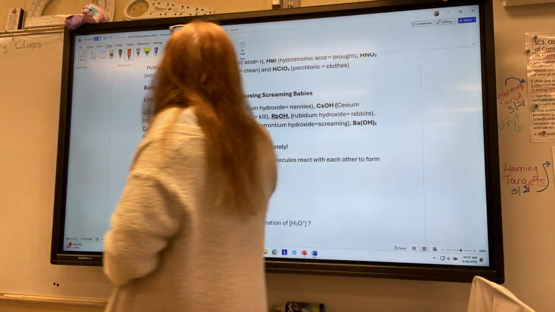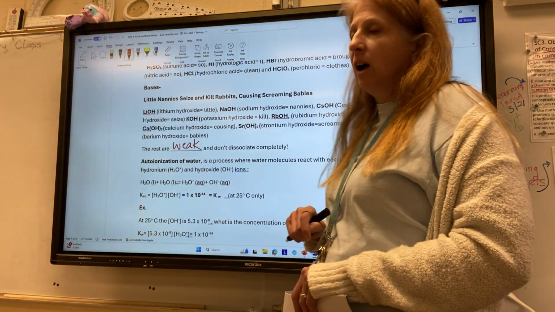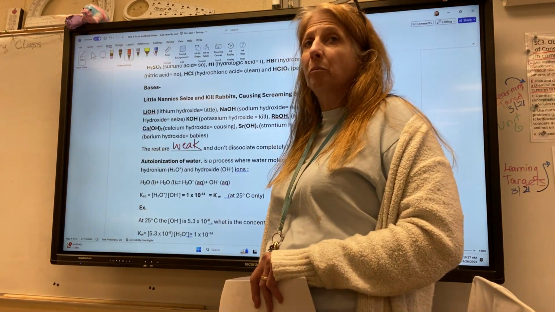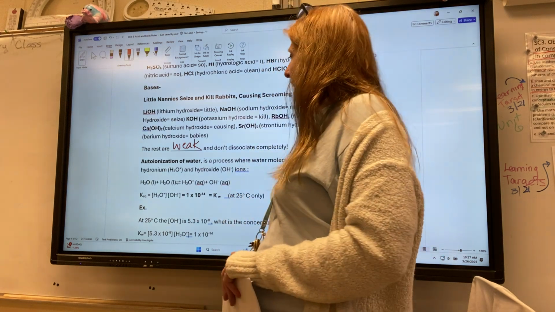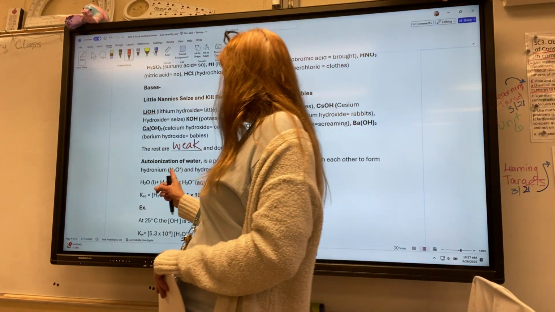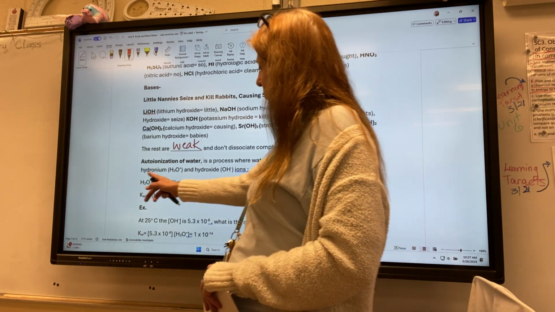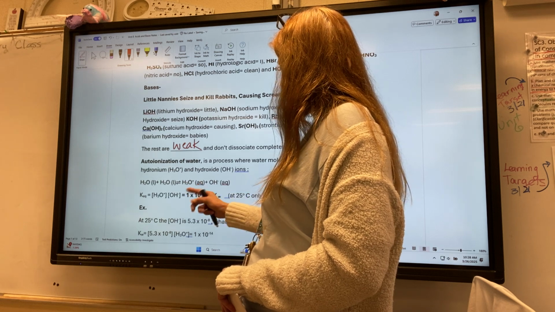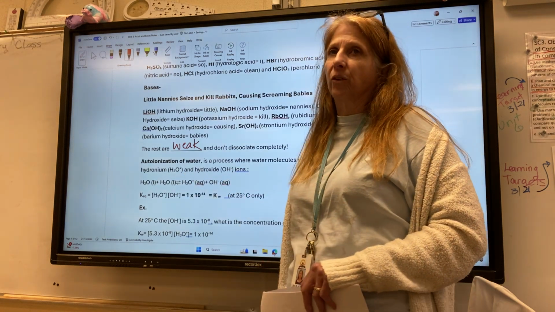So the rest of all the acids and bases are weak and don't disassociate completely. So one of the other things you have to know is about the auto-ionization of water. Auto means self, so the self-ionizing, how water breaks itself into ions. It's a process where water molecules react with each other to form acid and base, hydronium ion and hydroxide ions. And so this is the equation for it. Water plus water makes acid and base, hydronium and hydroxide ions.